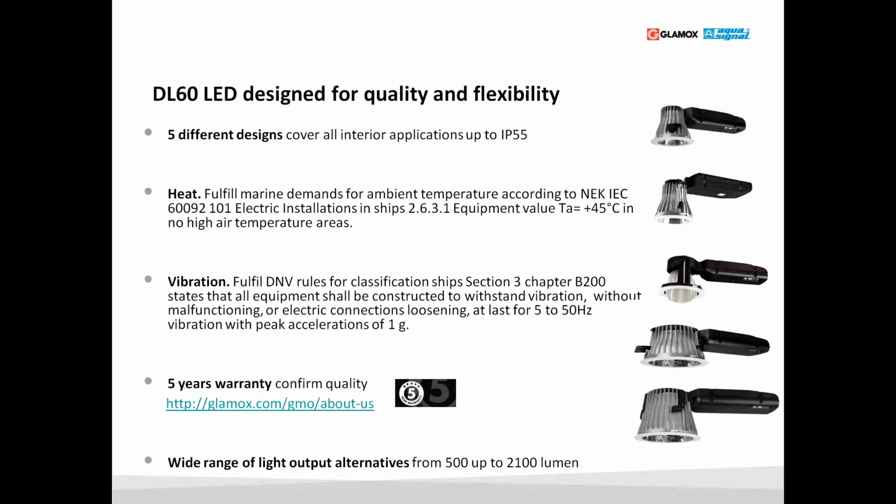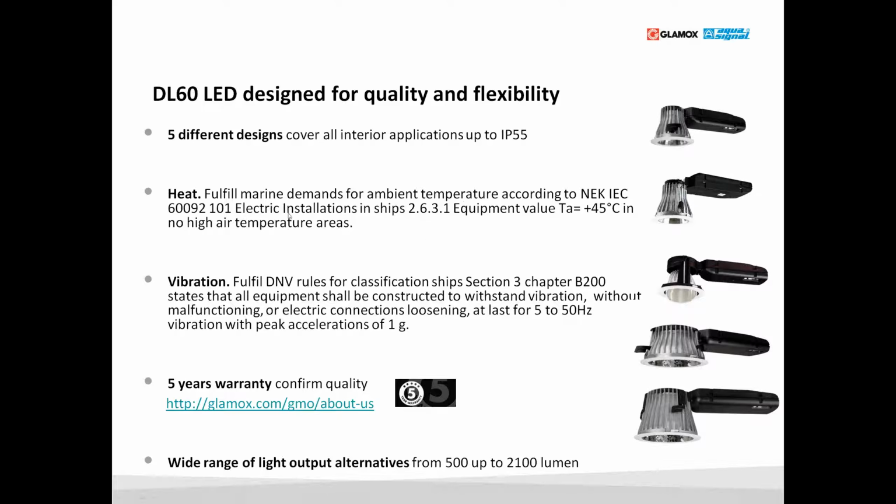What is the benefit with the DL60 now? We have a lot of sales arguments, very good sales arguments in fact. We have IP55 versions under the ceiling. That means that you can in fact use these downlights inside the shower, inside the baths for instance.